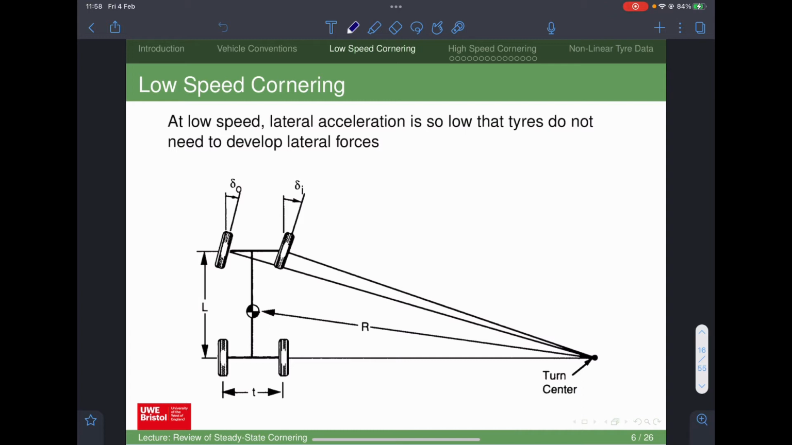For low speed cornering, the turn centre will always be on a line projected from the rear axle, because as I said, the wheels will go in the direction in which they're pointing. So you can define where that turn centre will be, because the back wheels are going to be going straight forward. Perpendicular to that will be the turn centre, where all those lines intersect. And the radius R is basically towards the centre of gravity of the vehicle. Okay, that's how low-speed turning works.